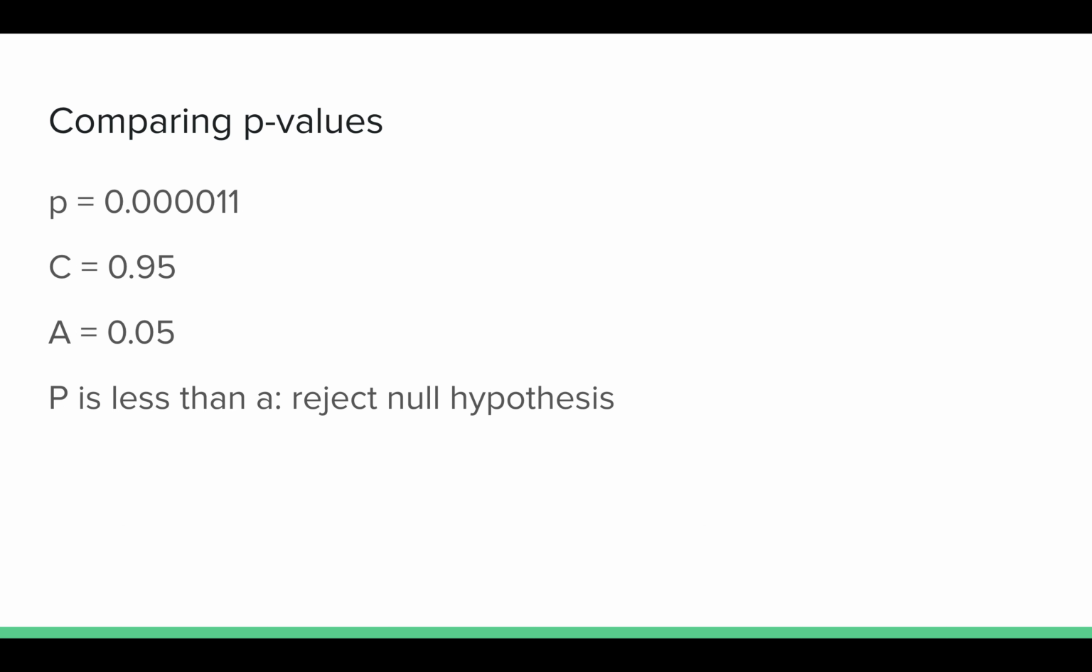We also wanted to test it using p-values, so I put the numbers in the calculator and got that p equals 0.000011, and we can compare that to the a. So a is found by subtracting the confidence value from 1. So 1 minus 0.95 gives us 0.05. 0.00001 is smaller than 0.05, and so that means we reject the null hypothesis.